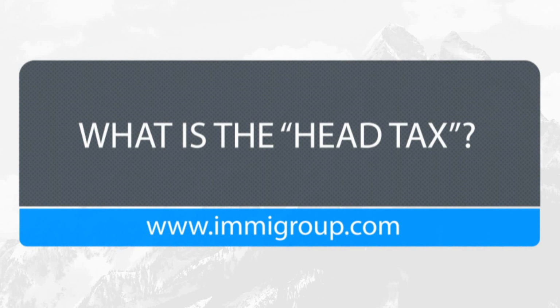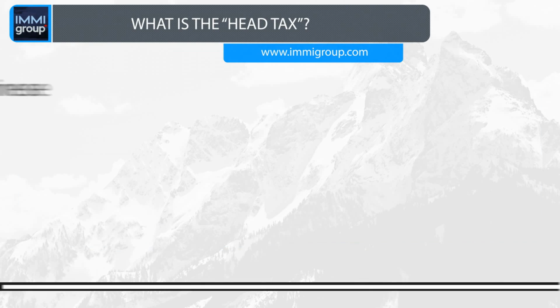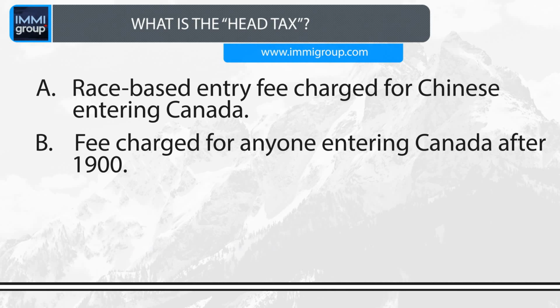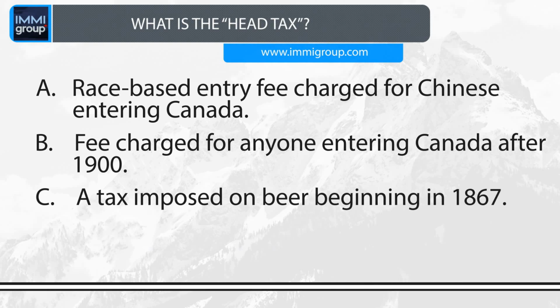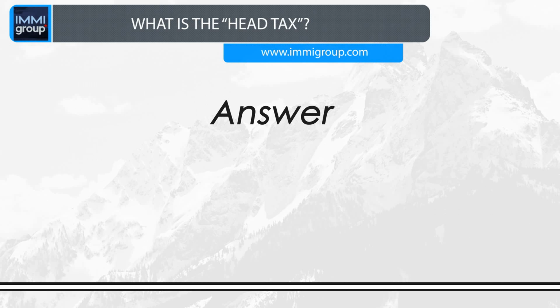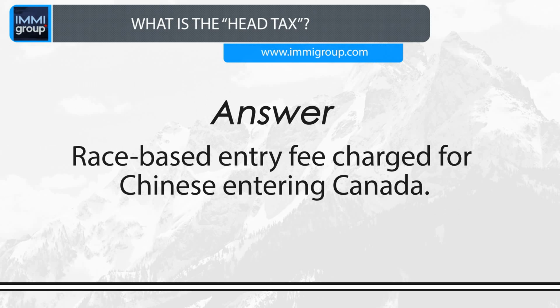What is the head tax? A. Race-based entry fee charged for Chinese entering Canada. B. Fee charged for anyone entering Canada. C. A tax imposed on beer beginning in 1867. D. A fee charged for moving westward in the early 1900s. Answer: race-based entry fee charged for Chinese entering Canada.